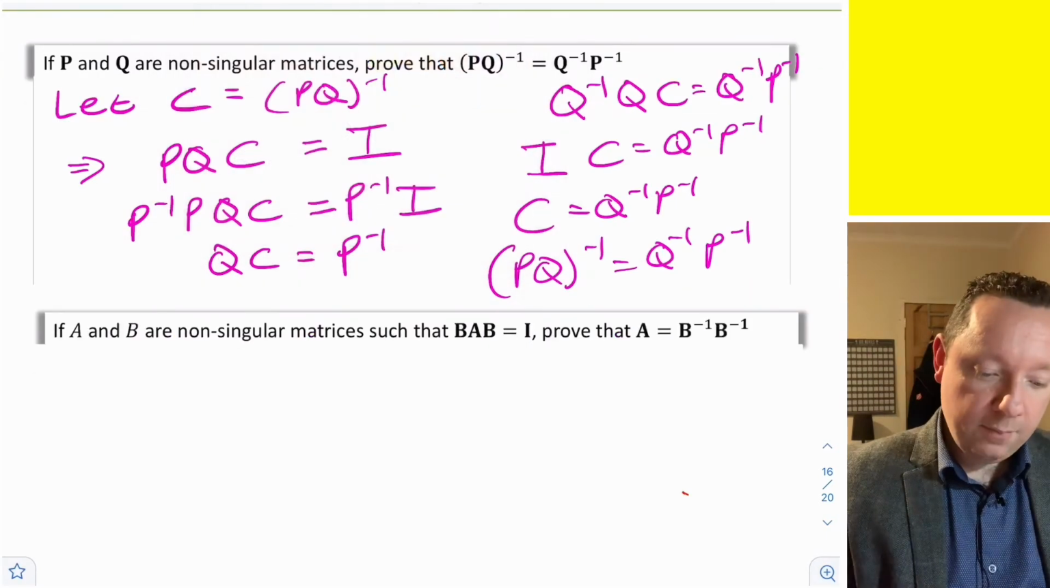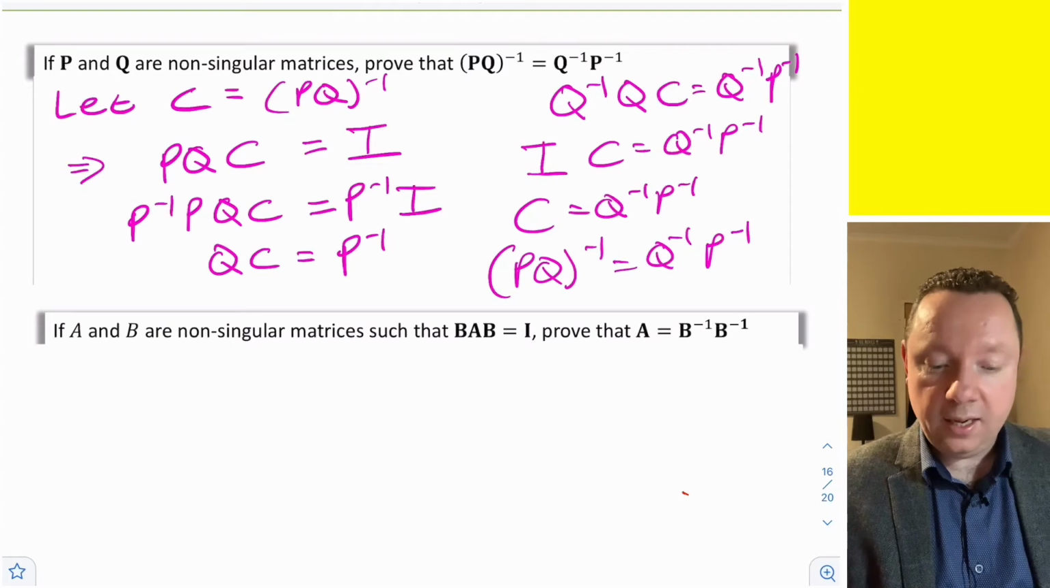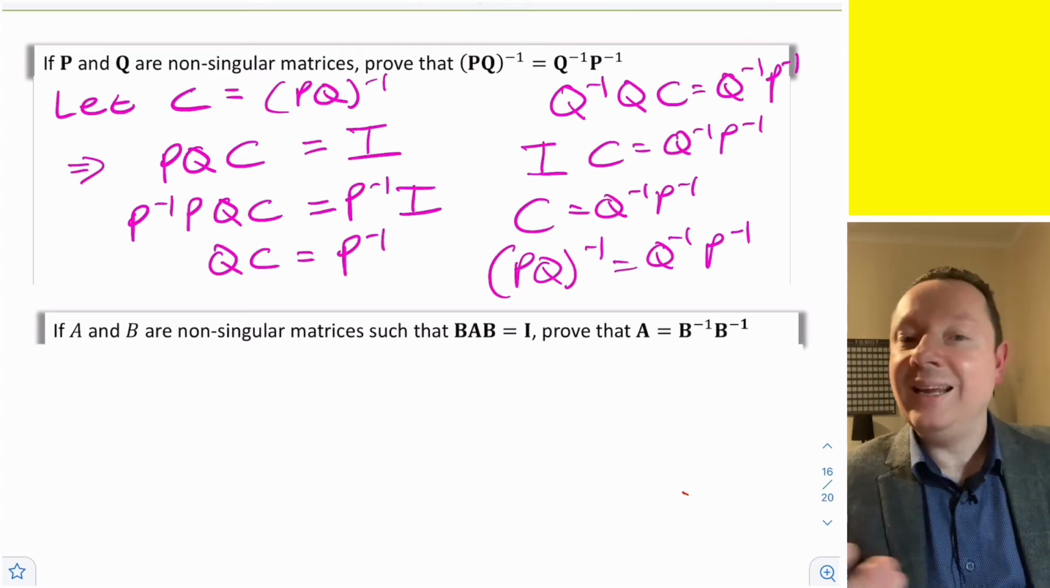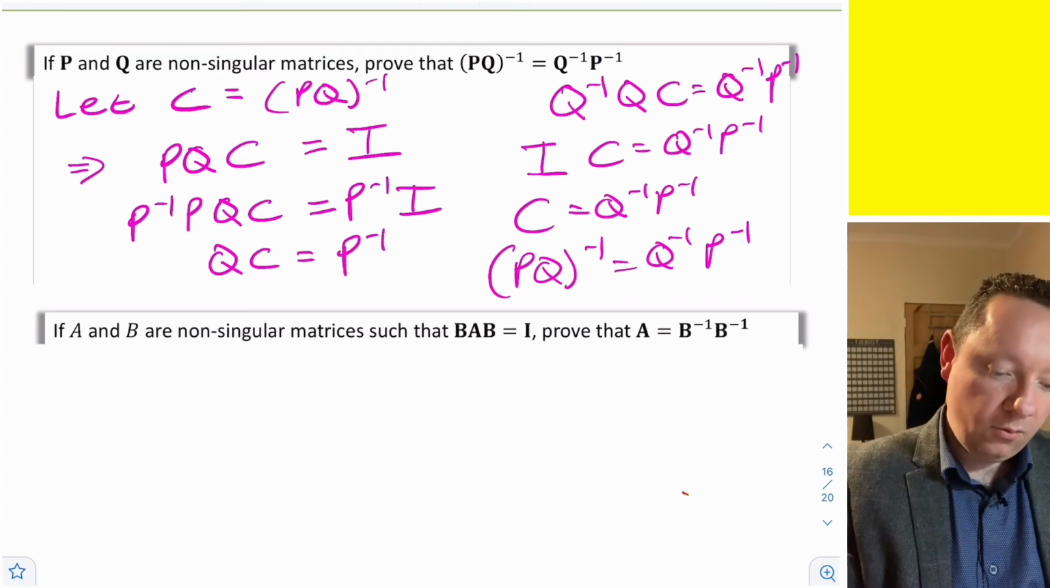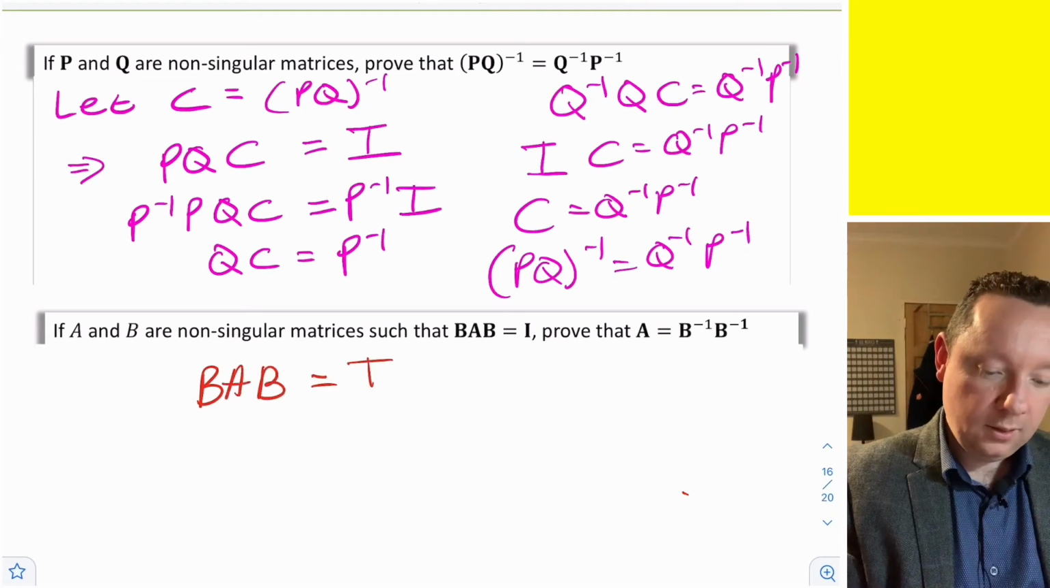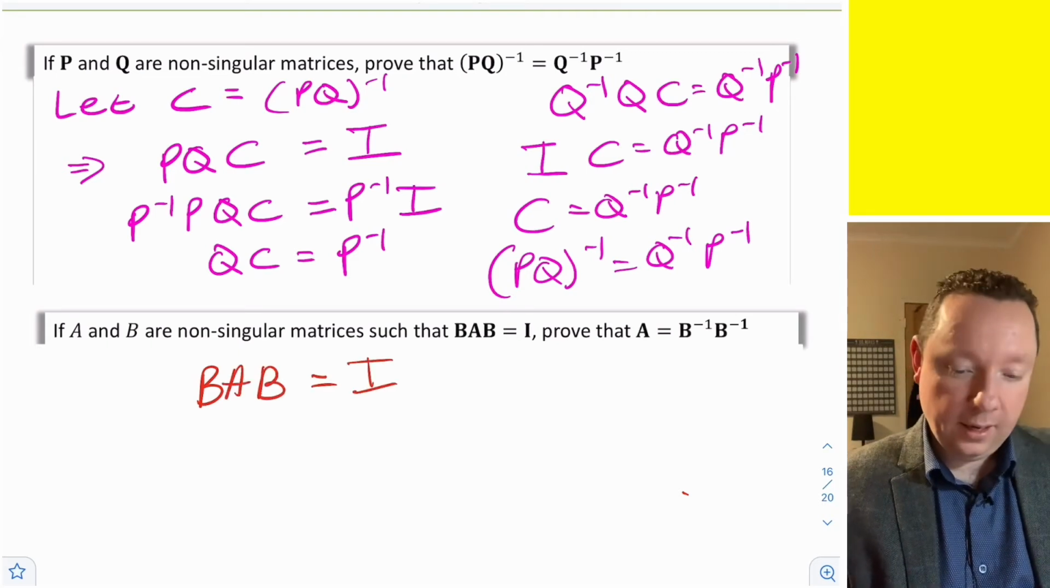So we've got, if A and B are non-singular matrices such that BAB equals I, we have to prove that A equals B inverse B inverse. So we'll start with the first statement and try and get to the second statement. We've got BAB equals I. Let's eliminate that first B then.